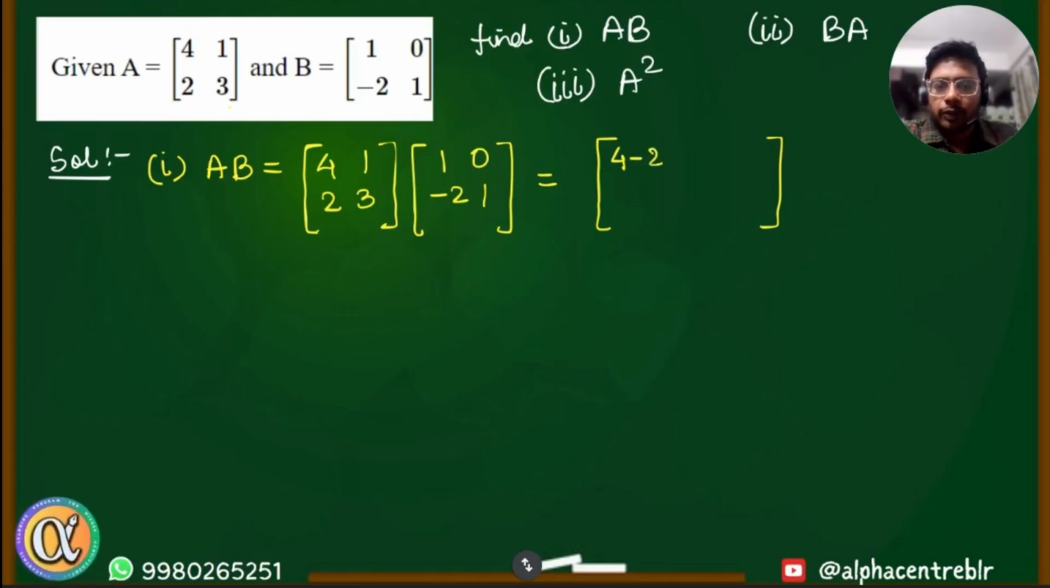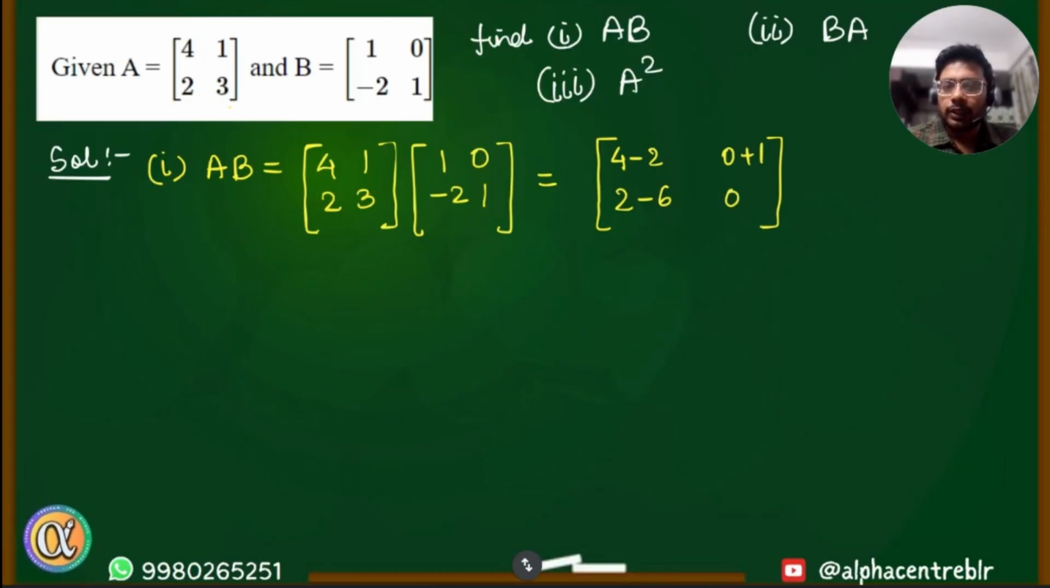First row, second column. 4 into 0, 0, plus 1 into 1, 1. Second row, first column. 2 into 2, 2, 3 into minus 2, minus 6. Second row, second column. 2 into 0, 0.